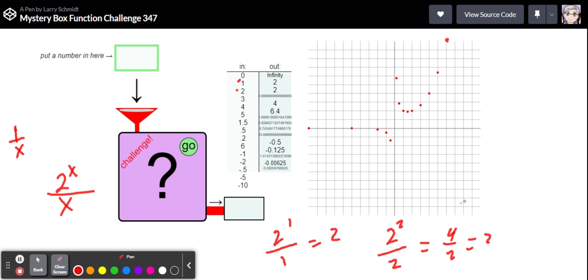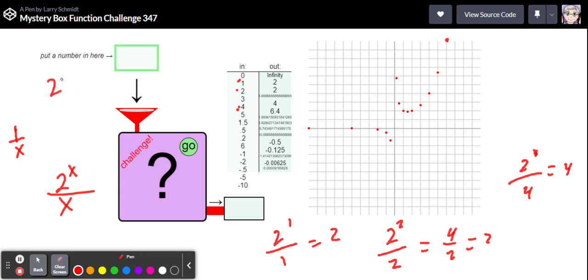Does it work with 4? So 2 to the 4th over 4. Oh, yeah. So that's going to be 4. 2 to the 4th is 16 divided by 4 is 4. That is what we're getting. Oh my goodness. Let's try with some negative value here. What would be a good one? Well, let's just put in a negative 1 and see what we get.